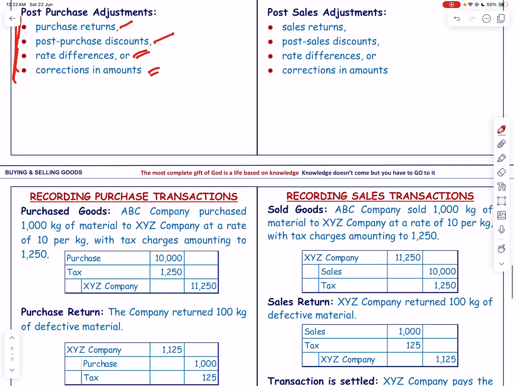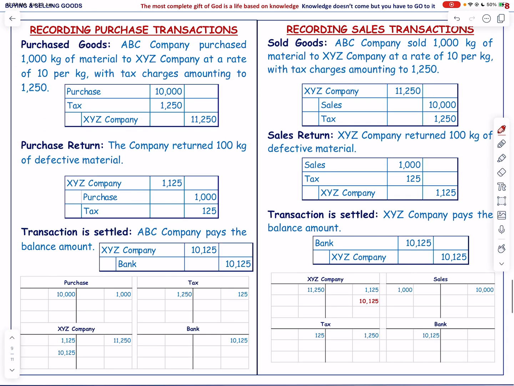So let us first of all look into the purchase transaction. ABC company purchased 1000 kg of material. We are using the same transaction. The difference is this was related with sales and these are related with purchase, with tax charges of 1250. Now this is a purchase, and you can see that the sales journal entry is reversed. Now over here you can see purchase is debit, taxes are debit, and XYZ company is credit by this amount.